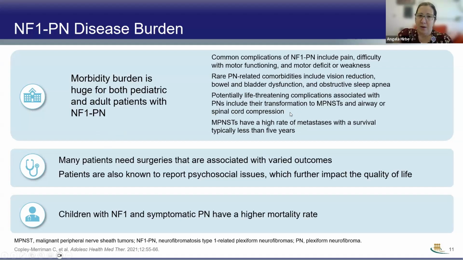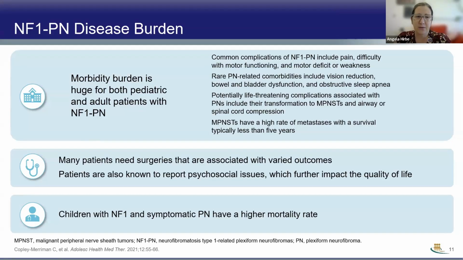Some of the tumors in the neck can cause airway obstruction. And we also worry about transformation to malignant peripheral nerve sheath tumors. Again, these have a high rate of metastasis, and the survival is typically less than 5 years. And so in terms of treatment, many patients may end up needing surgeries, and these are associated with varied outcomes. Unfortunately, many of these tumors will grow back despite surgical resection.